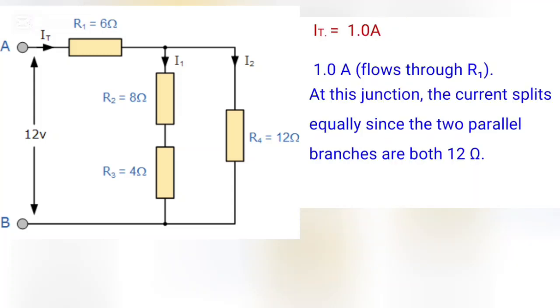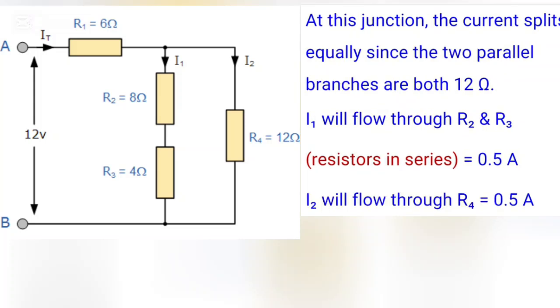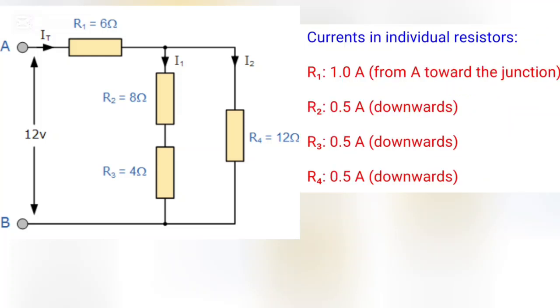At this junction, the current splits equally since the two parallel branches are both 12 ohm. I1 will flow down through R2 and R3, resistors in series. I1 therefore is equal to 0.5 ampere. I2 will flow through R4. I2 is equal to 0.5 ampere. Current in the individual resistors: R1 is equal to 1.0 ampere. R2 is equal to 0.5 ampere. R3 is equal to 0.5 ampere. R4 is equal to 0.5 ampere.